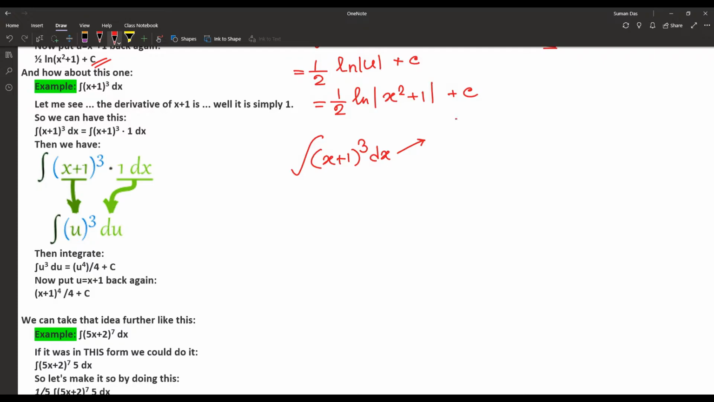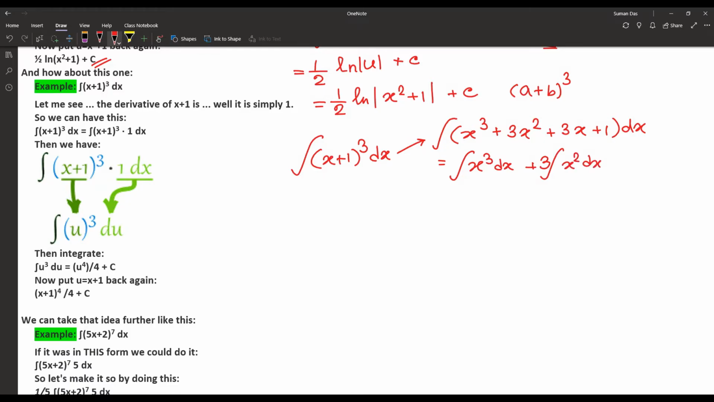So here we may expand (x plus 1) whole cube using the formula for (a plus b) whole cube. So that one becomes x cube plus 3x square plus 3x plus 1, dx. Now using the summation rule, we may write it like that: x cube dx plus 3, which is a constant, so we keep it as a multiplier, x square dx, plus 3 of x dx, and finally dx.